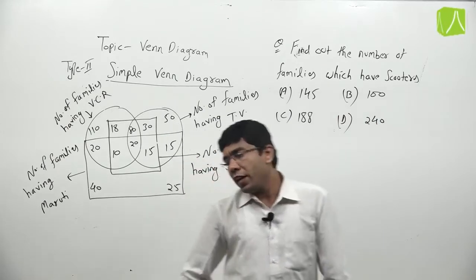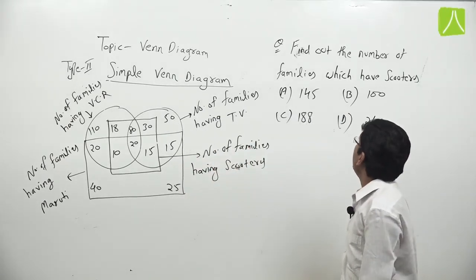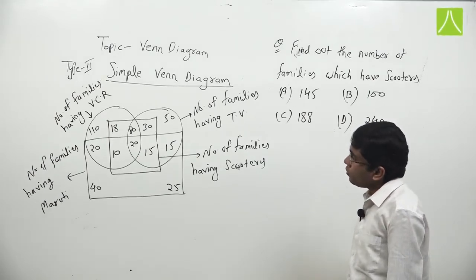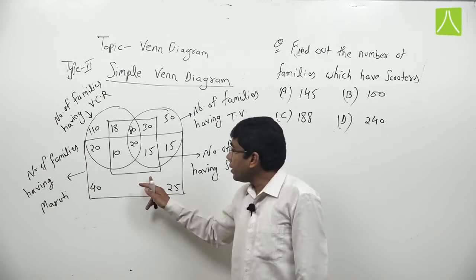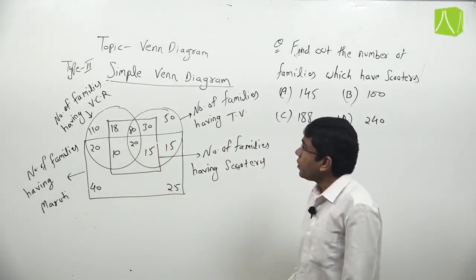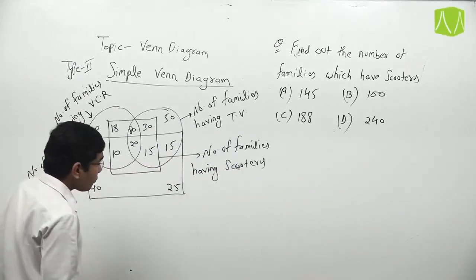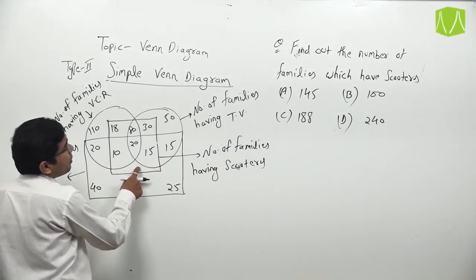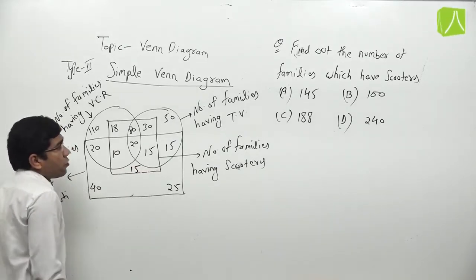Now friends, we have to find the total number of families which have scooters. Now the families which have scooters are represented by the square. So we have to count all the numbers which are represented by the square. Here 15 is also present.